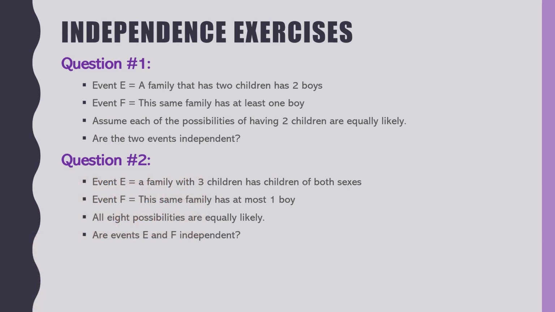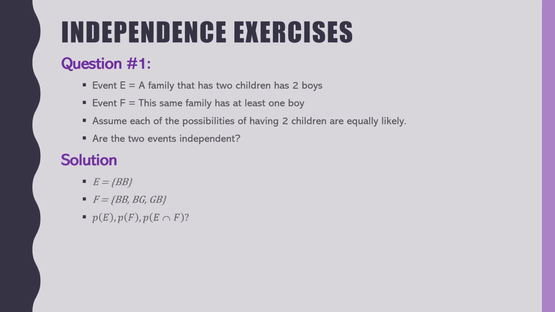So the first question, well, I've laid out all the variables for you, right? Event E is a family that has 2 children, has 2 boys. Event F is that the same family has at least 1 boy. Assume each of the possibilities of having 2 children are equally likely. Are the 2 events independent? That's question number 1. We'll take a look at that one first.